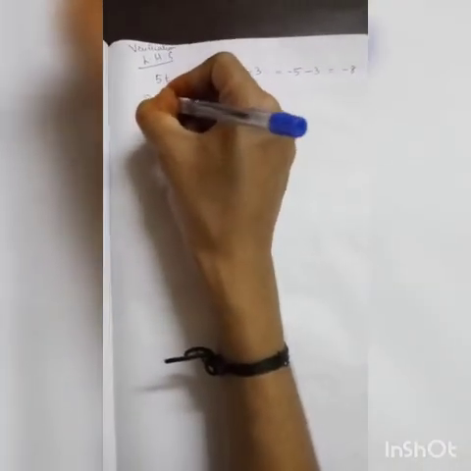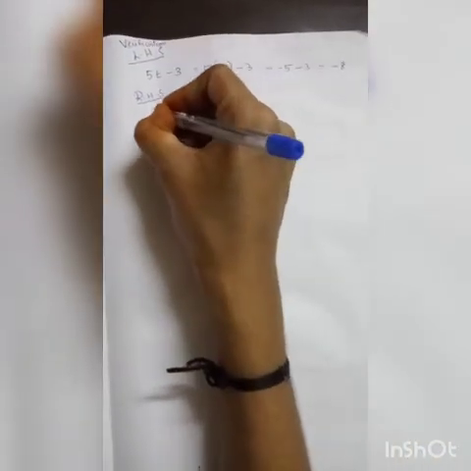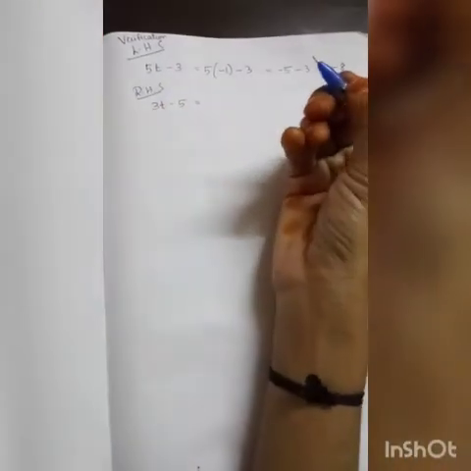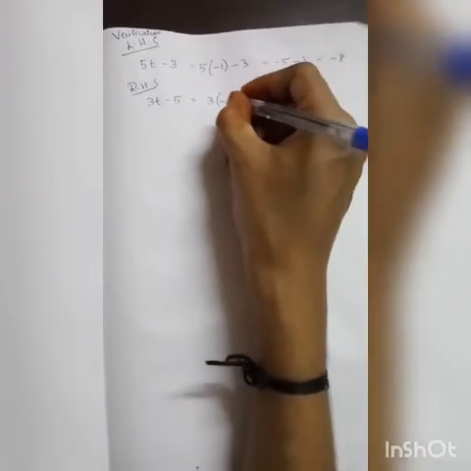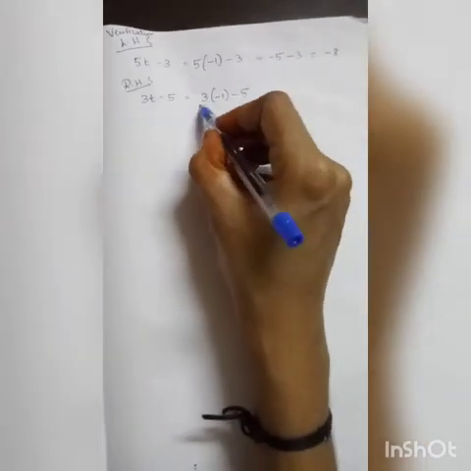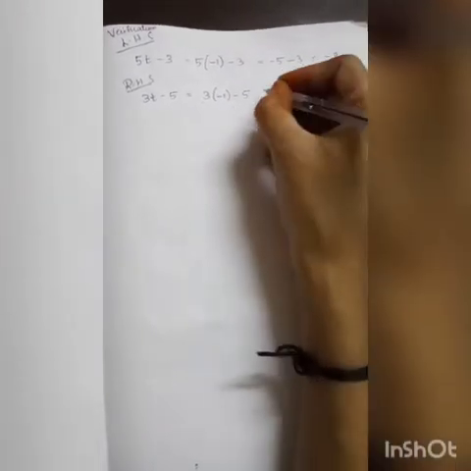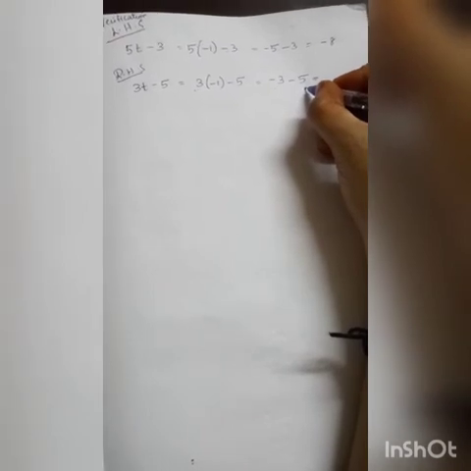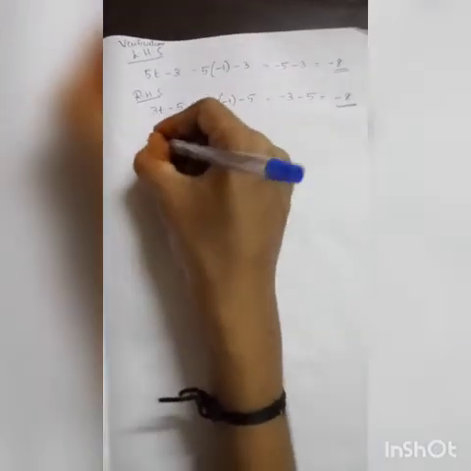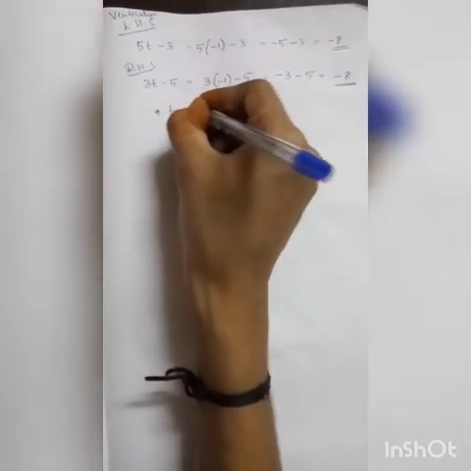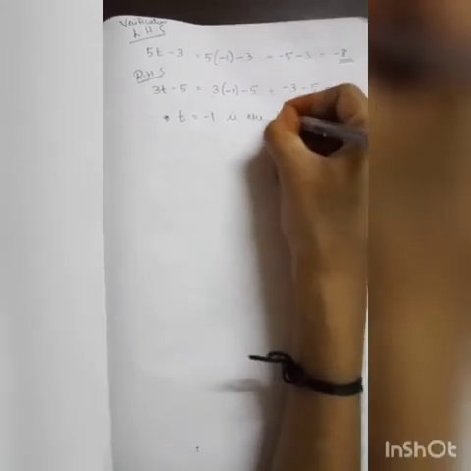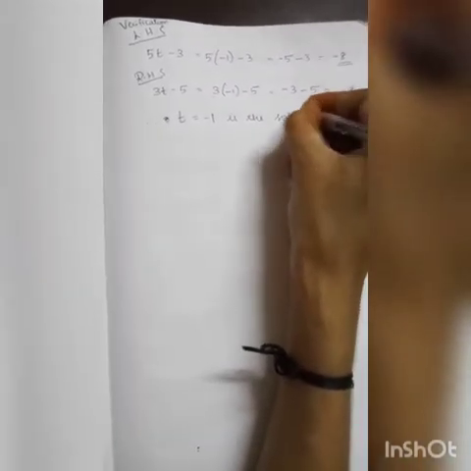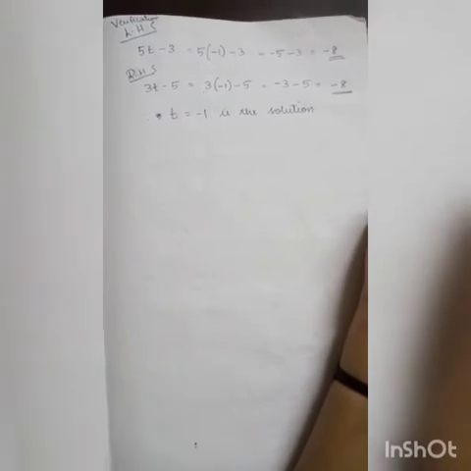Next, RHS. RHS is 3t minus 5. 3 into t is 3 into minus 1, minus 5. So 3 into minus 1 is minus 3, minus 5. Minus 3 minus 5 is addition, so put the same sign: minus 8. So both the answers are the same. Therefore t is equal to minus 1 is the solution, because we have checked it, so we can confidently say that this is our solution.